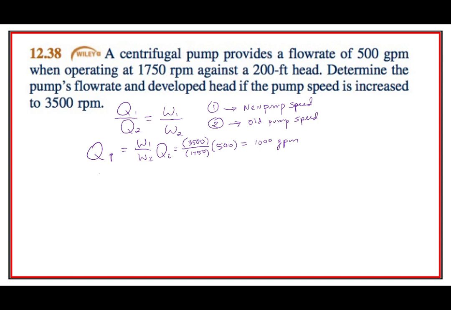However, for the head, we're going to use HA1 over HA2 equals omega 1 squared over omega 2 squared. My handwriting is terrible when you're writing vertically. And so HA1 is going to be 3,500 squared divided by 1750 squared times 200, because our head is 200 feet. And we get 800 feet.